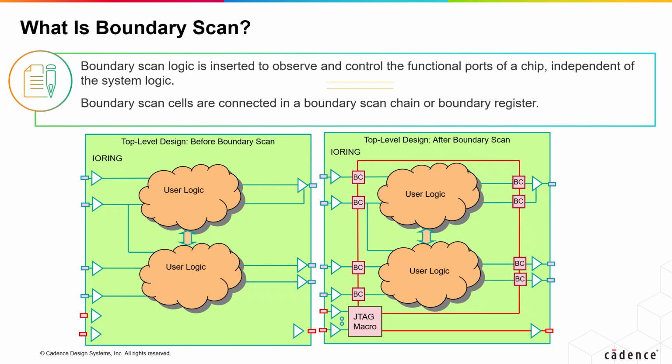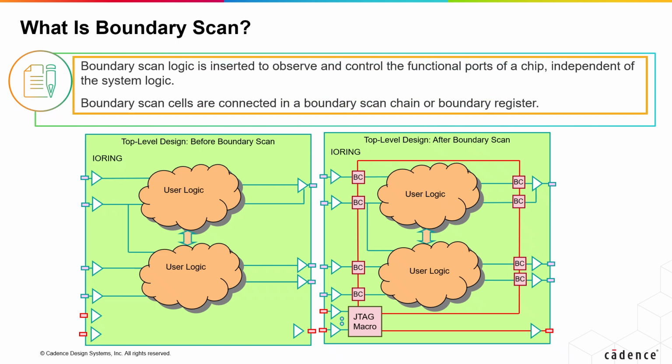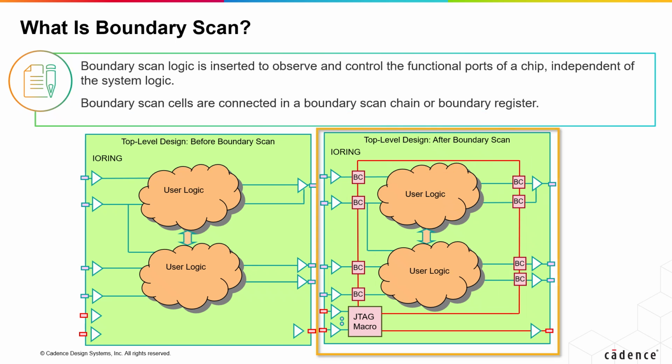Boundary scan logic is inserted to observe and control the functional ports of a chip independent of the system logic. The boundary scan logic inserted by the Genus DFT engine conforms to the IEEE 1149.1 2001 standard and the IEEE 1149.6 2003 standard. The Genus DFT engine inserts a JTAG macro and boundary scan cells, and connects to the boundary scan chain's boundary scan cells. Boundary scan cells are inserted between each functional chip port and the system logic.